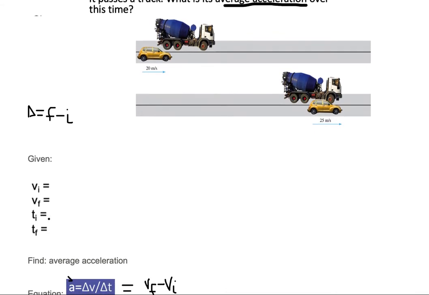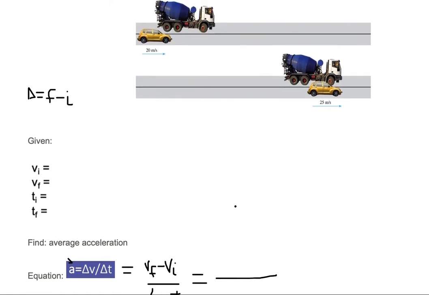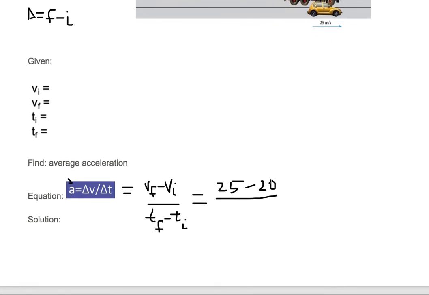So the initial and the final, we take 25 minus 20, and I'm going to keep my units separate. So I have meters per second, so I'm just going to make a meter per second here. So it's 25 minus 20, both units are meters per second, so I put a meter per second here.